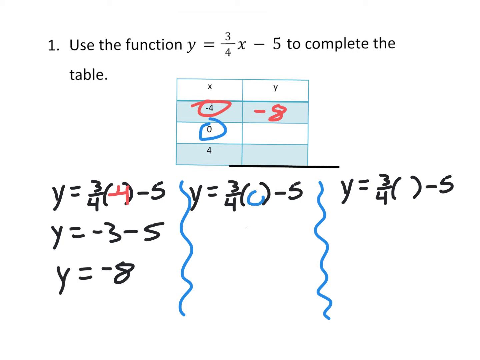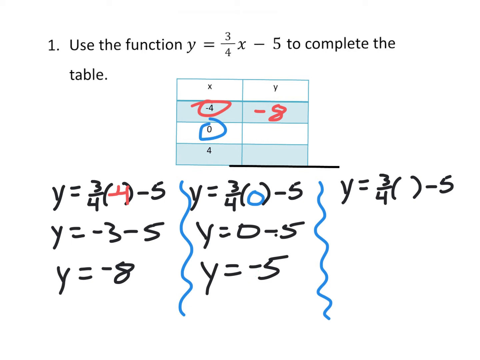Okay, now let's try the 0. So when we plug in a 0 and we work it out, well, you probably understand that 3/4 times 0, anything times 0 is 0, okay? So then our function, our equation would look like this. y equals 0 minus 5. And 0 minus 5 equals -5. So again, when you input a 0, the output is -5.